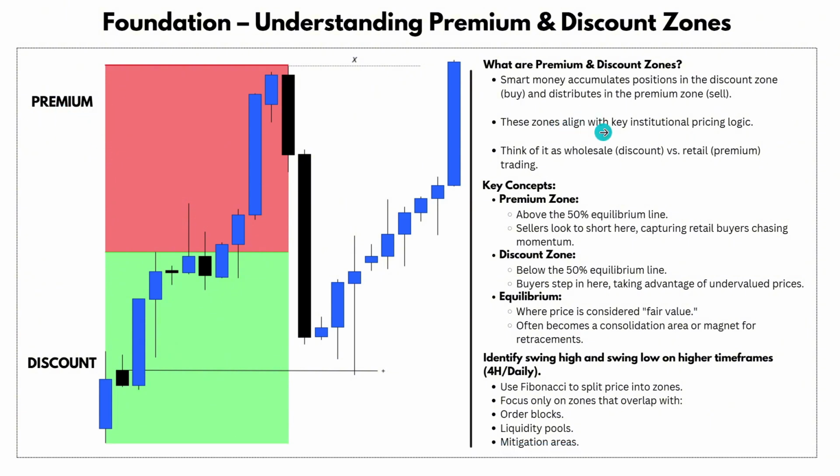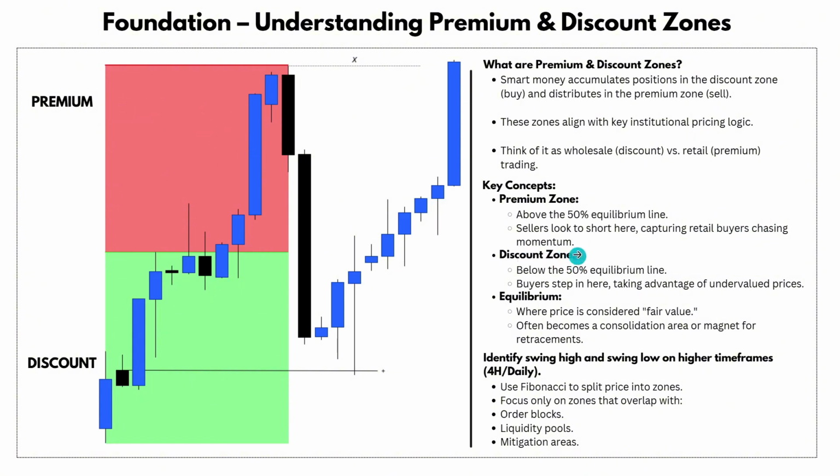These zones align with key institutional pricing logic. Think of it as wholesale, discount, versus retail, premium, trading. The key concepts we use are the premium zone, which is above the 50% equilibrium line, where sellers look to short, capturing retail buyers chasing momentum. So this zone right here, marked in red, is our premium zone.